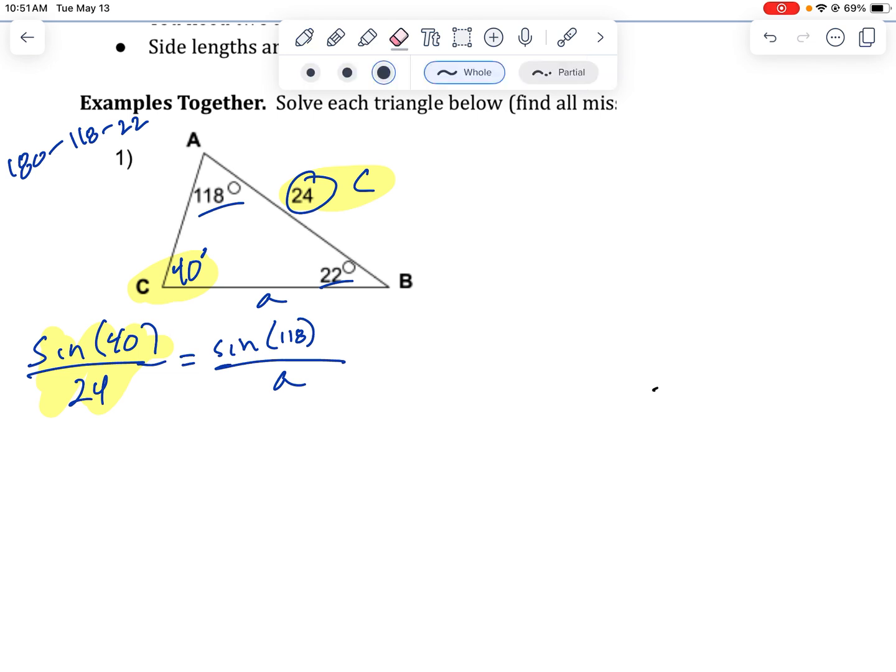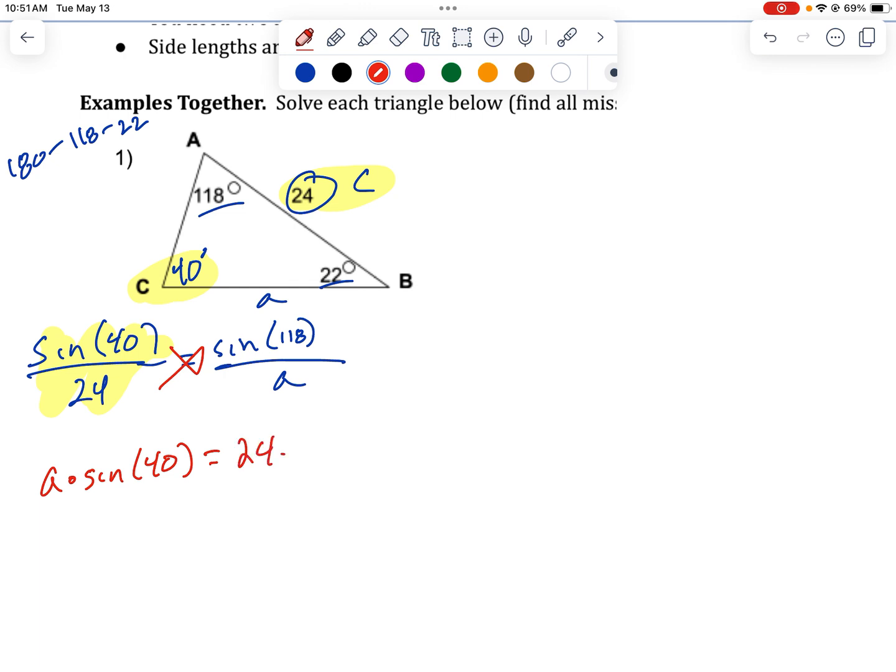From there, it's just solving a proportion. This is what we did last unit. All right, we know how to solve proportions, a fraction equal to a fraction. I cross multiply. I have a times the sine of 40 equals 24 times the sine of 118. And don't put anything into your calculator yet. Wait until the end. This is just like trig at this point. How do I get a by itself? Well, to get a by itself, I need to divide both sides by the sine of 40.